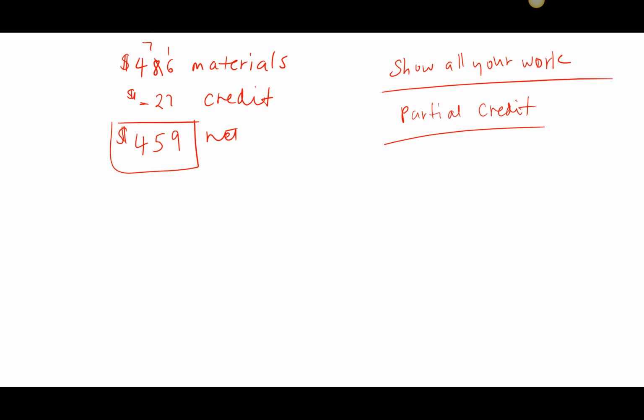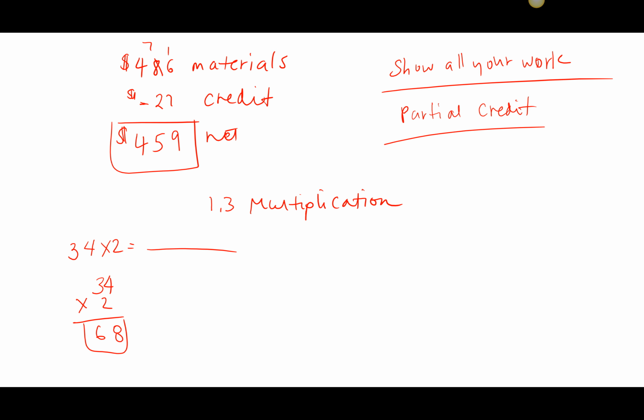The next section, 1-3, is multiplication. Now, I don't care if you use your calculators in here, but hopefully you know how to do some of these without it, okay? So consider this, 34 times 2. So, again, you just line everything up and work the problem out. 2 times 4 is 8. 2 times 3 is 6, 68. Okay? Pretty simple. Again, this is just basic math, high school math, okay?